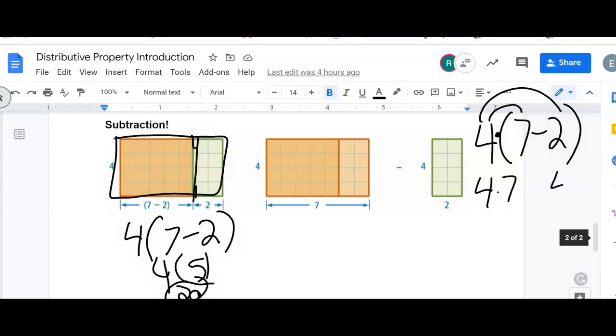Distribute the 4 to the 2. That's 4 times 2. Now, what operation goes in between these two multiplication problems? Kara, subtraction. Okay. This is huge. You have to recognize what operation is inside the parentheses. Whatever one is there gets brought down. Okay? We're good with that. Okay. 4 times 7 altogether, 28. Minus 4 times 2, 8. You get an answer of 20.